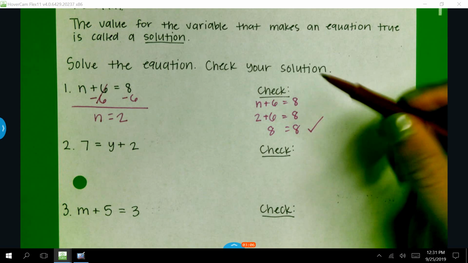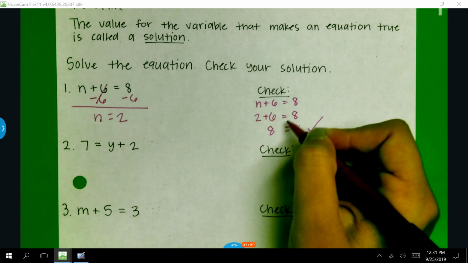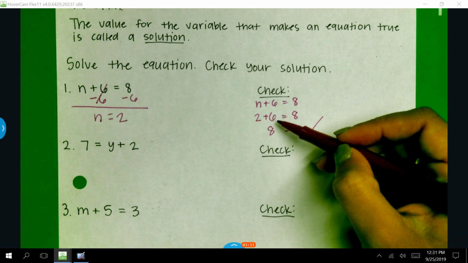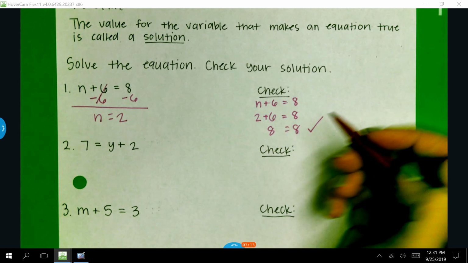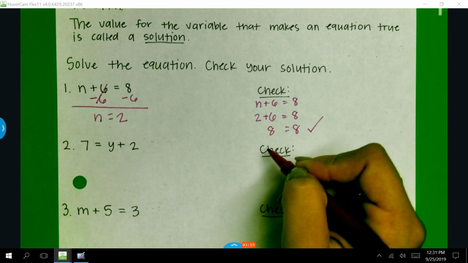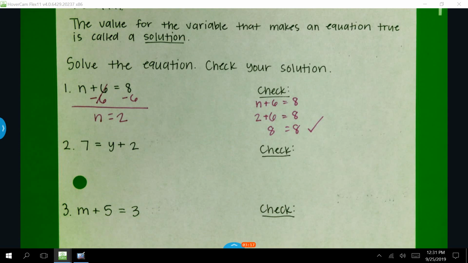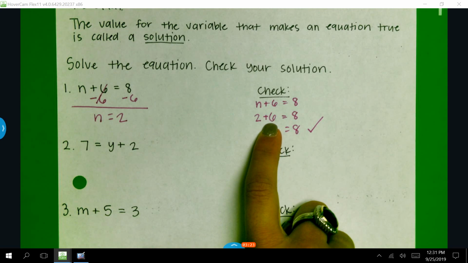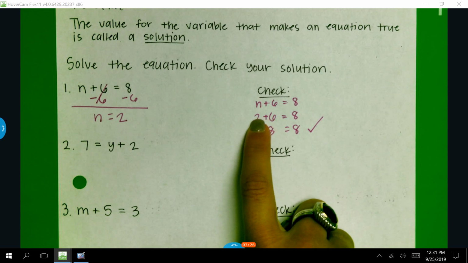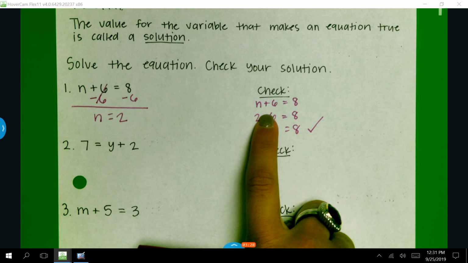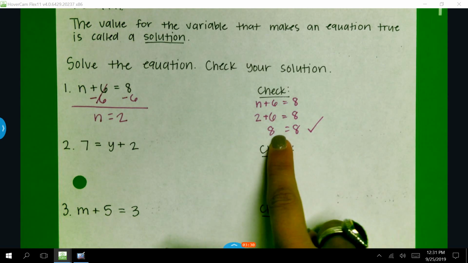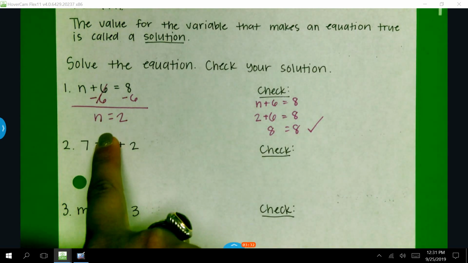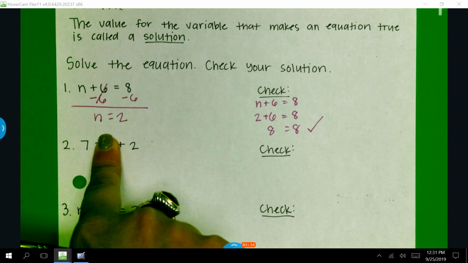This part is important. You actually have to add the 2 plus 6. Yes, it's easy here, but if you have larger numbers, a lot of students write it down and then they say 8 equals 8. Check. Got it right. They just assume that they did it right. It's important that you actually do that operation to make sure you are doing it right. Because if you have 5 plus 6 here equals 8, that does not equal 8. So that should tell you that you need to go back over here and fix something that you did.